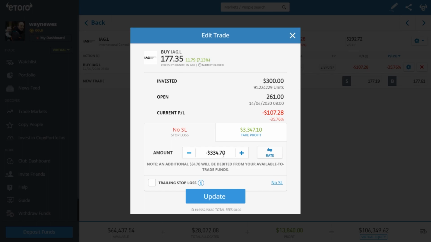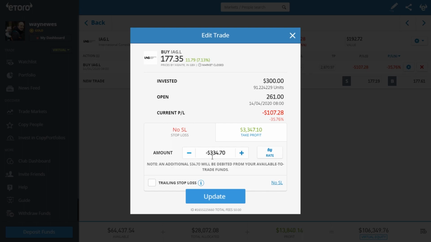Therefore, if this position drops to this much of a loss, then that is how much we will lose. As you can see, at the moment this is set to basically a zero stop loss, and to set this would take an extra $34.70 from my account just to prop this position up. This is because the US dollar and the pound are different from when I first opened this position, which is explained in more detail in my fees video, so I won't go into that here.